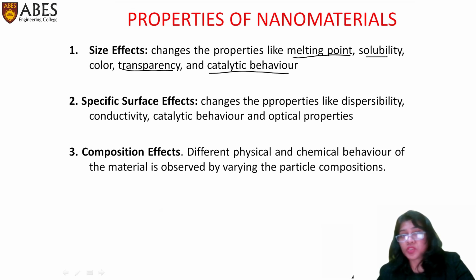When we are talking about the surface area effect of the nanomaterials, this directly affects properties like dispersibility, conductivity, and catalytic behavior. In addition, it also affects the optical properties of the material. The nanomaterials also show effects due to composition, and this causes different physical and chemical behavior of the material when the composition of the particles is varied.